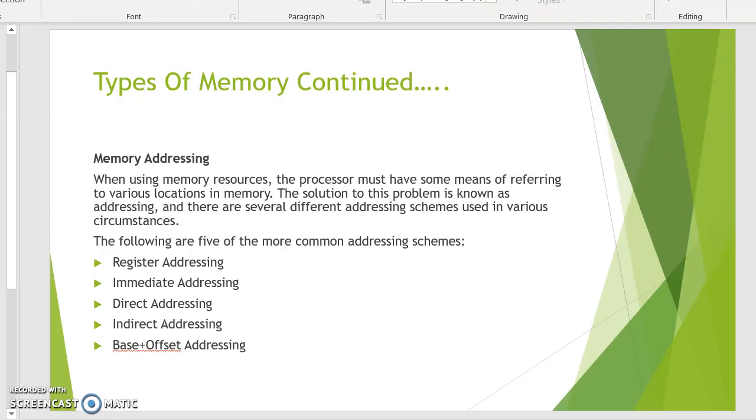Let's talk about memory addressing. When using memory resources, the processor must have some means of referring to various locations in memory. The solution to this problem is known as addressing, and there are several addressing schemes used in various circumstances. The following are five of the major common addressing schemes: register addressing, immediate addressing, direct addressing, indirect addressing, and base plus offset addressing.